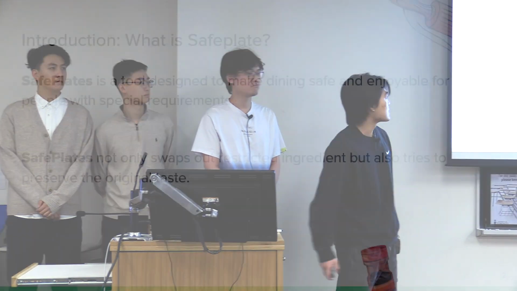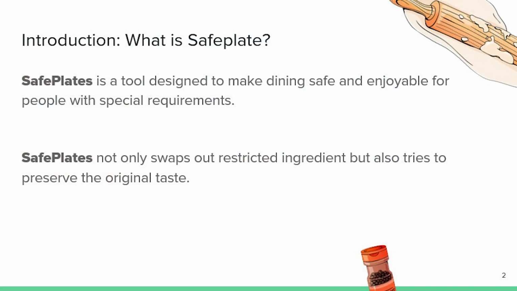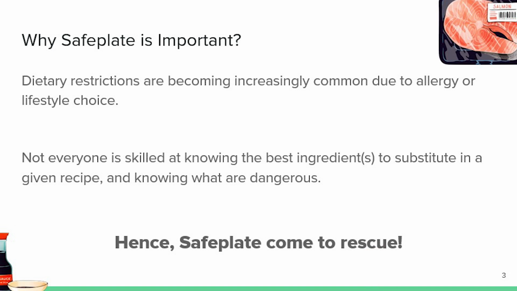And what is SafePlate? SafePlate is a tool designed to make dining safe and enjoyable for people with special requirements. It not only replaces restricted ingredients, but also tries to preserve the original taste. It is important because dietary restrictions are becoming increasingly common due to allergy or lifestyle choice. Not everyone is good at knowing the best ingredients to substitute in a given recipe, and knowing what is dangerous to them and what is not. And hence, SafePlate comes to the rescue.